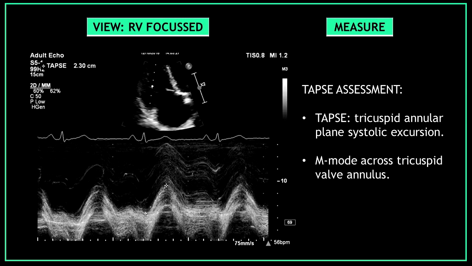Now perform a TAPSE assessment. TAPSE is the tricuspid annular plane systolic excursion. You can obtain TAPSE by using M-mode across the tricuspid valve annulus.